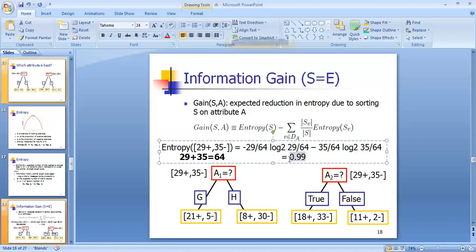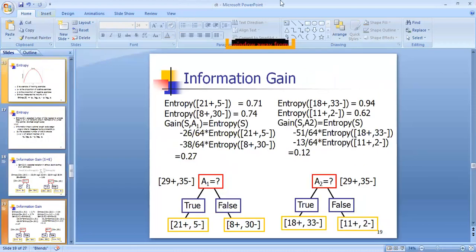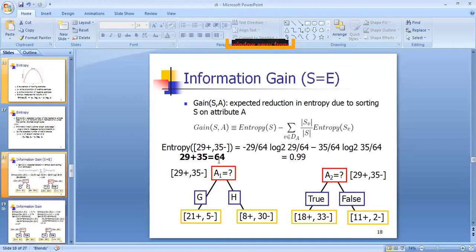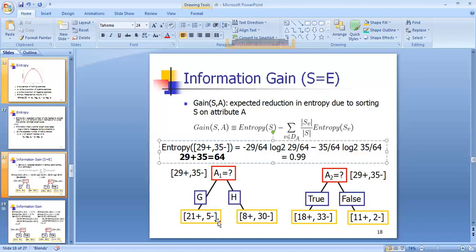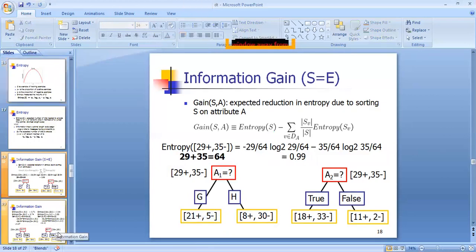What value are you getting? 0.99. So you are getting 0.99, and that is the total; you keep it. Now you have to calculate for 21 plus 5 minus, 8 plus 30 minus, similarly 18 plus 33 minus and 11 plus 2 minus. First you calculate for 21 plus and 5 minus.